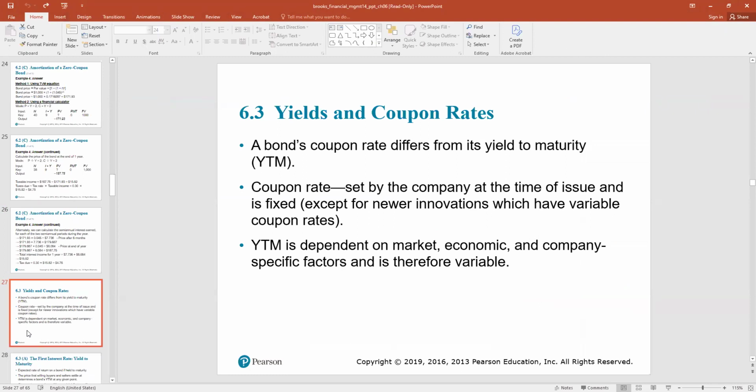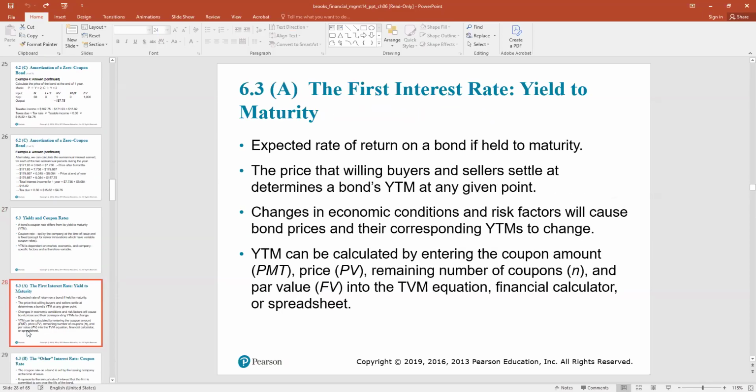Okay, the bond's coupon rate differs from the YTM. The coupon rate set by the company at the time of issue is fixed, except for newer innovations which have variable coupon rates. Some of the bonds have adjusted coupon rates, which are adjusted based on the inflation rate and so on. And the YTM is dependent on market, economic and company-specific factors. Therefore, it varies as the company changes.